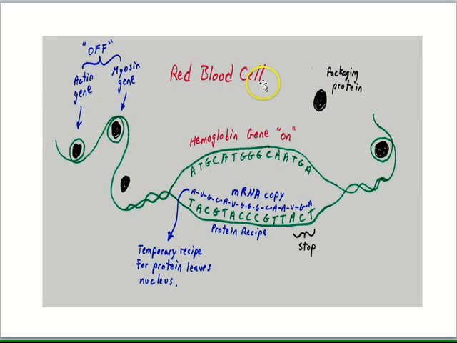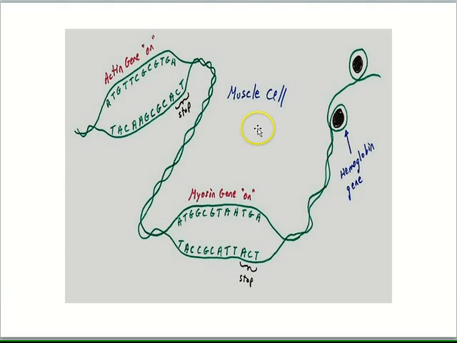So this is what's happening in a red blood cell. The hemoglobin gene is turned on, meaning the DNA is separated, messenger RNA is being made, and the cell will make that protein, but the actin and myosin genes are turned off. And if you can imagine what's going on in the muscle cell, it would be sort of the reverse, right? The hemoglobin gene is turned off, and the actin and myosin genes are turned on.